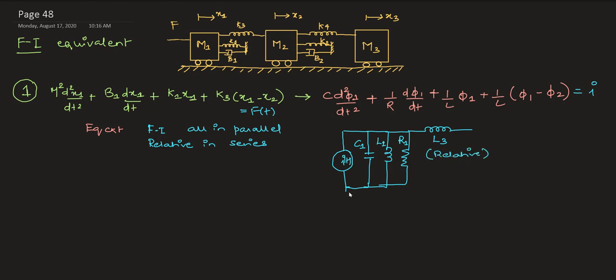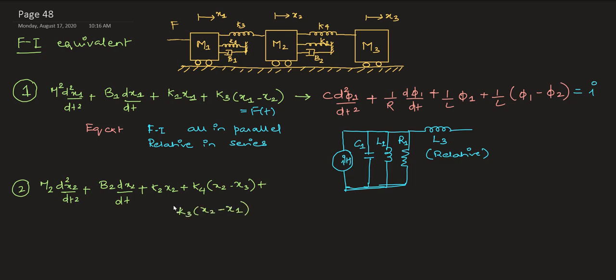Good. So now for the second equation, you can definitely predict how your equivalent circuit in force current analogy will be. You will be having C2, L2 and R2 in parallel, and your L3 and L4 in series. Good, because that is the equation we are having. So drawing that equation's equivalent diagram, I'm going to have my L3 and L4 in series and my C2, R2 and L2 in parallel.